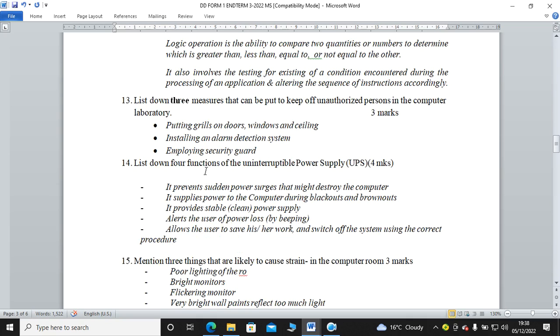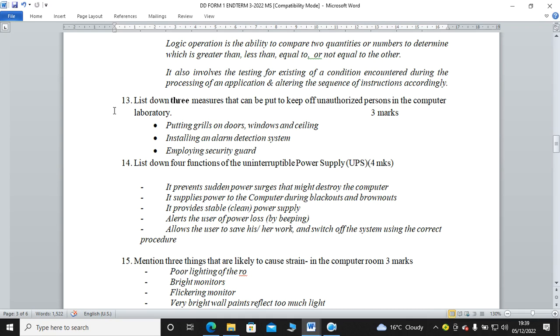Then question number 13. List down 3 measures that can be put to keep off unauthorized persons in computer lab or in computer room. So number 1, you can put grills or metal on doors, windows, and ceiling. You can install an alarm detection system. You can also employ security guards. You can also add locks across the computer room when nobody is using them.